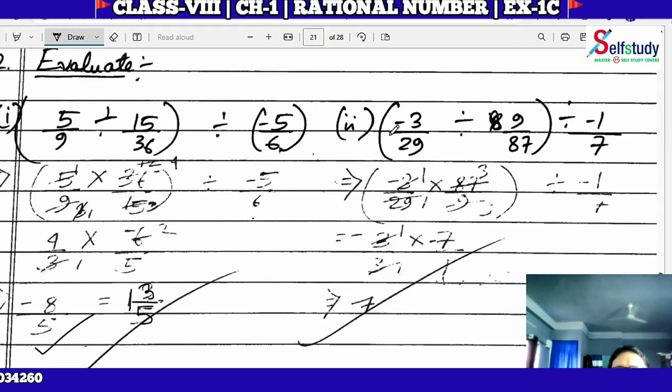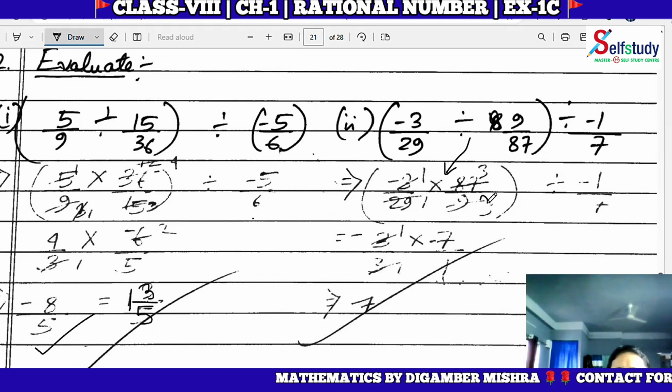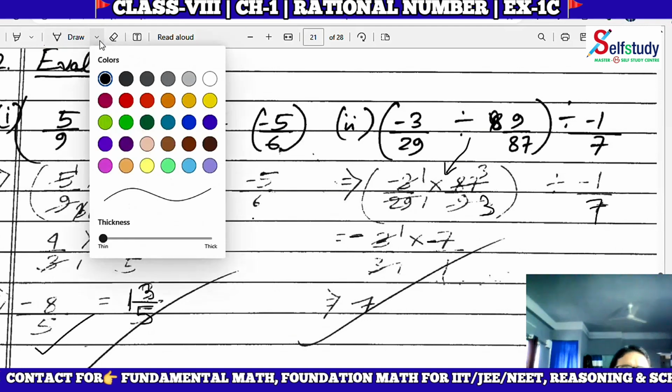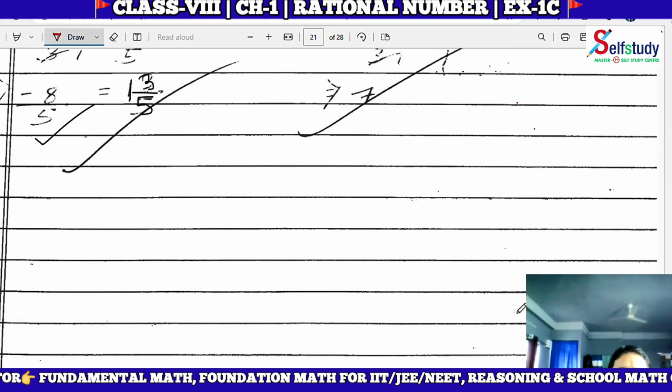In the same way you can simplify this. First, convert this division into multiplication. For that you need to write the reciprocal of this, 87 by 9. 29 3s are 87 and 3 3s are 9, so 3 and 3 will be cancelled. 3 by 3 is 1, and if you convert this division into multiplication, it will be 7 upon minus 1. So the answer will be 7, because here also one minus sign was there and here is one minus sign, and both minus signs together will make plus. So the answer is 7.